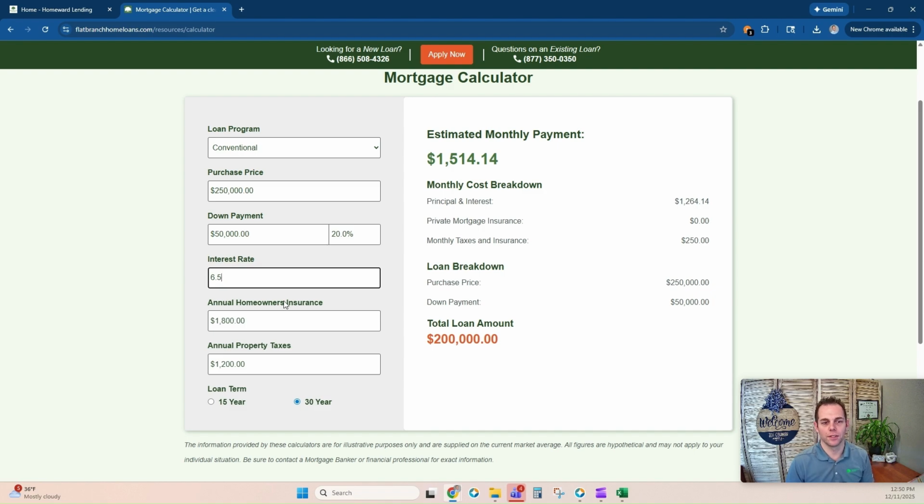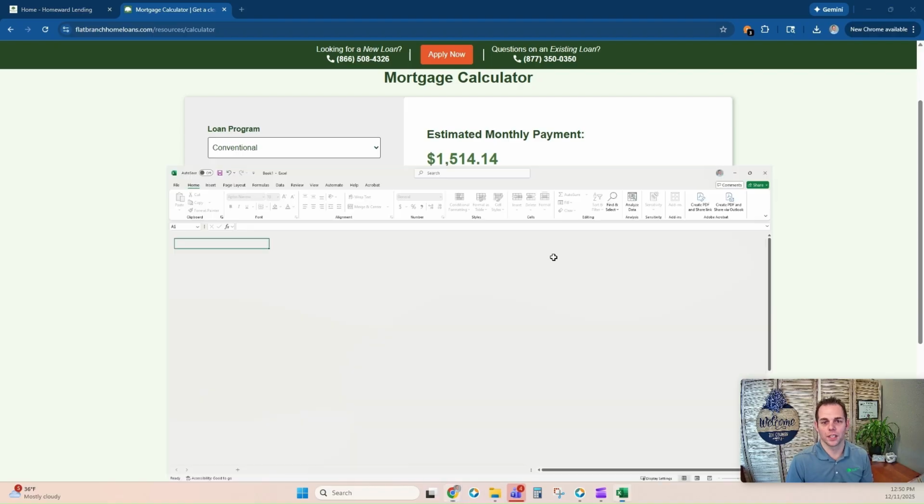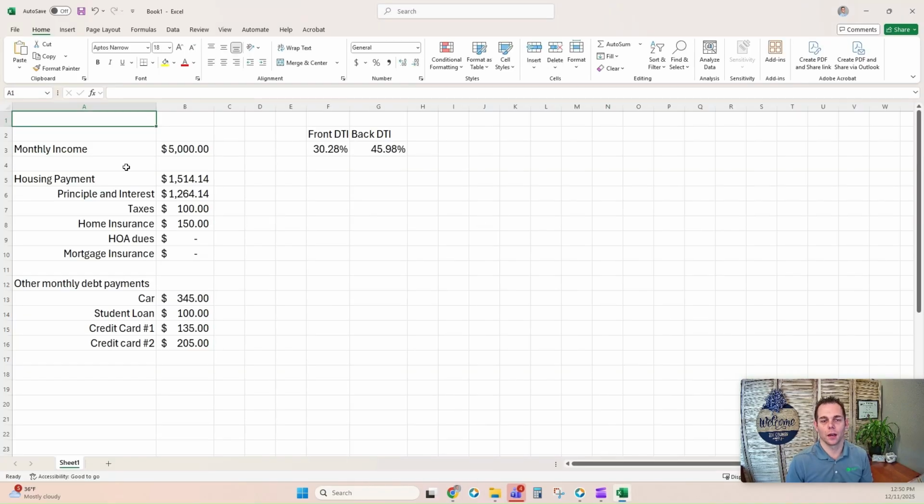I put in a 6.5 interest rate. Homeowners insurance I guesstimated at $1,800, and property taxes at $1,200. It's important to know that this is everything you have to pay with your monthly payment. It's not just principal and interest. It's also property taxes, homeowners insurance, maybe HOA dues if you have them, and mortgage insurance if you have to pay that. What we're looking for is the $1,514 number in this example. I'm going to transfer this over into an Excel sheet. I don't typically use this Excel sheet, since my software does this for me, but I wanted something you could recreate and play with.